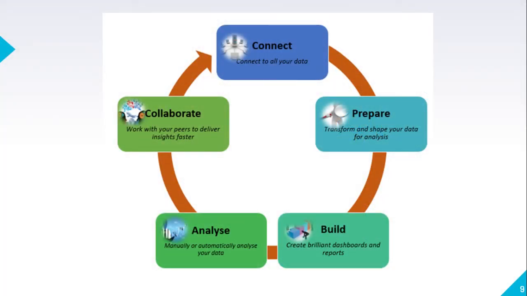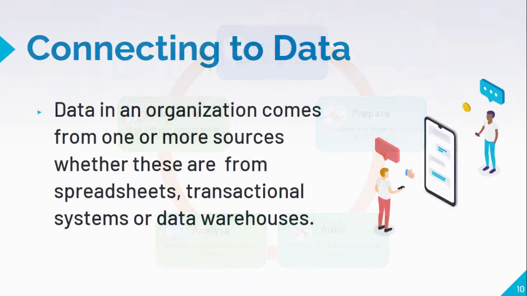The analytics life cycle, as shown in this diagram, has 5 phases: connect, prepare, build, analyze, and collaborate. Connecting to data. Data in an organization comes from one or more sources, whether these are from spreadsheets, transactional systems such as point of sale systems or the POS, or from their centralized data warehouses.